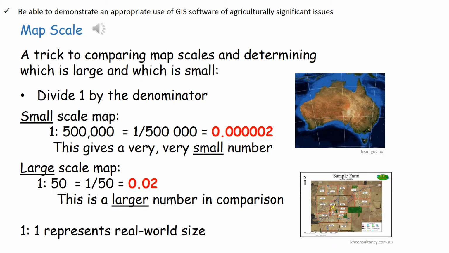This slide here just portrays a trick that you could use to determine if you think your map, or a map that you are looking at, should be a large scale or a small scale map in comparison to another map.